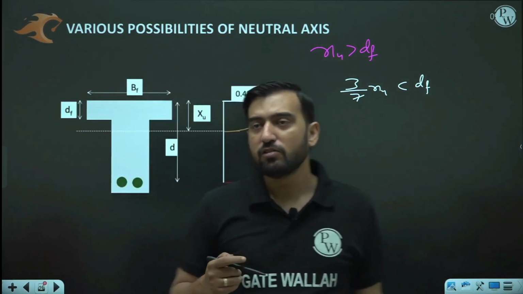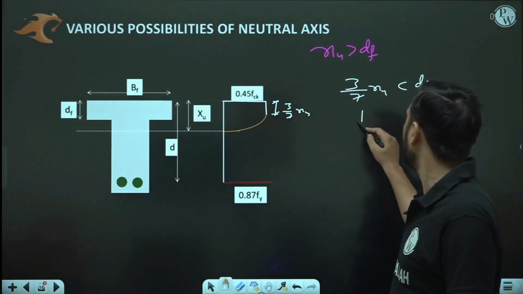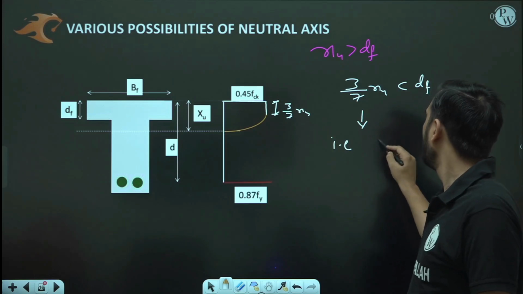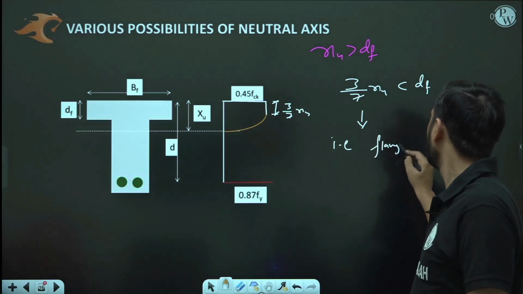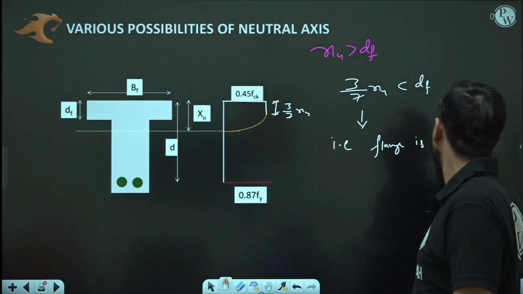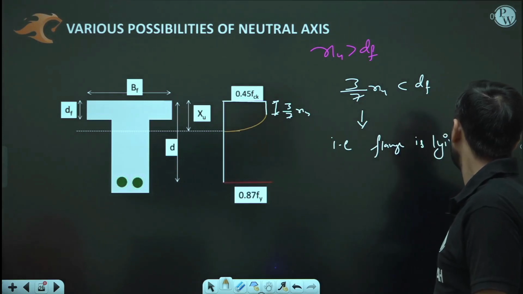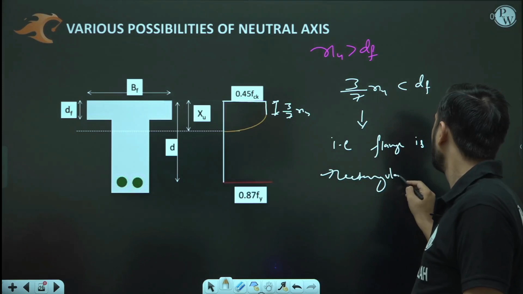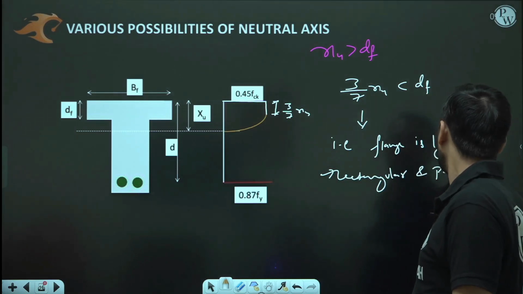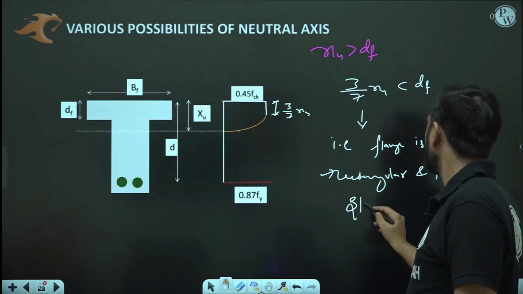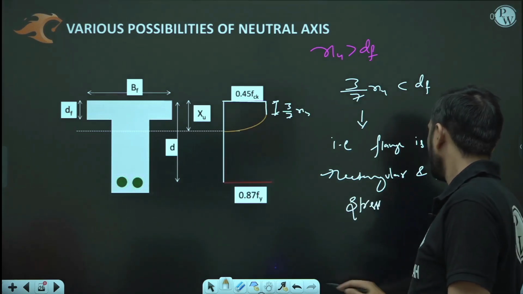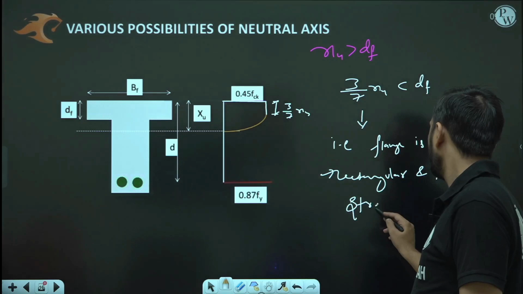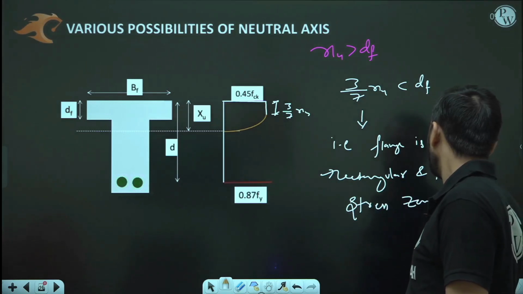Okay. So here you can say that the flange is lying in rectangular and parabolic stress zone. Okay. So we are going to see that.